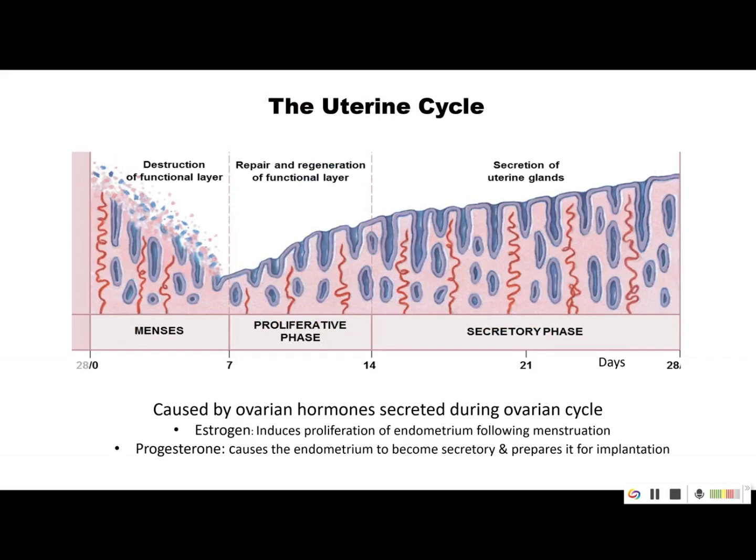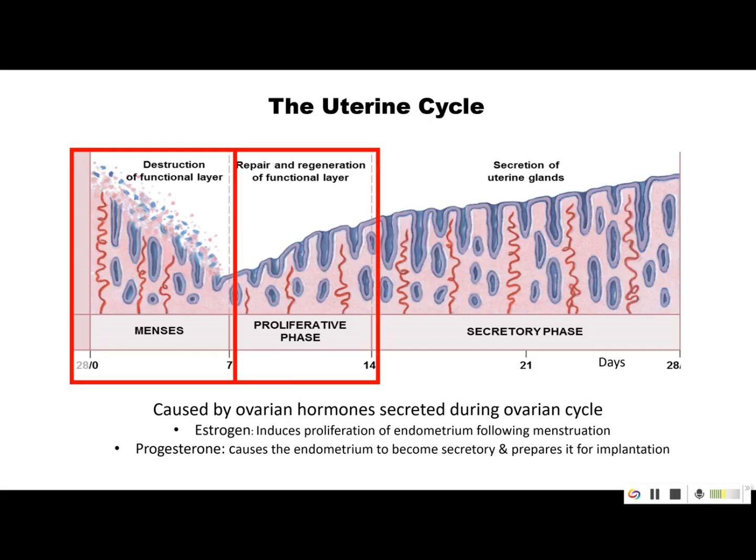The uterine cycle is also known as the menstrual cycle. The uterine cycle is typically around 28 days and is composed of 3 phases. In the absence of pregnancy, the uterine cycle starts on day 0 when menses commence. During this phase, the functional layer of the endometrium is shed. This usually lasts about a week.